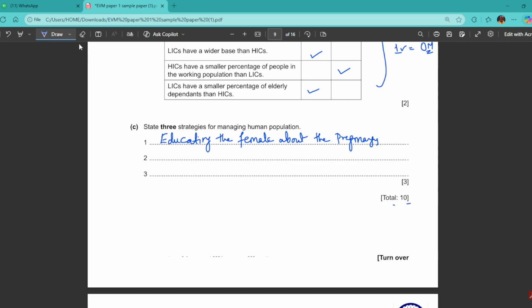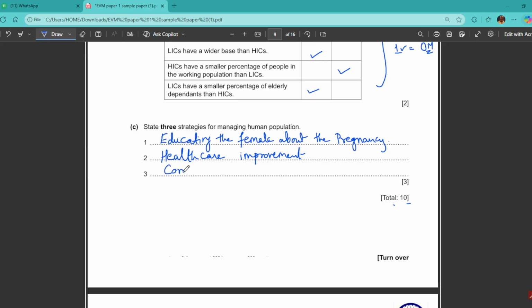Okay, about the pregnancy. This is making them aware of their health, and that can also be helpful in managing the population. Okay, the next one is healthcare improvement, and last but not the least is contraception.